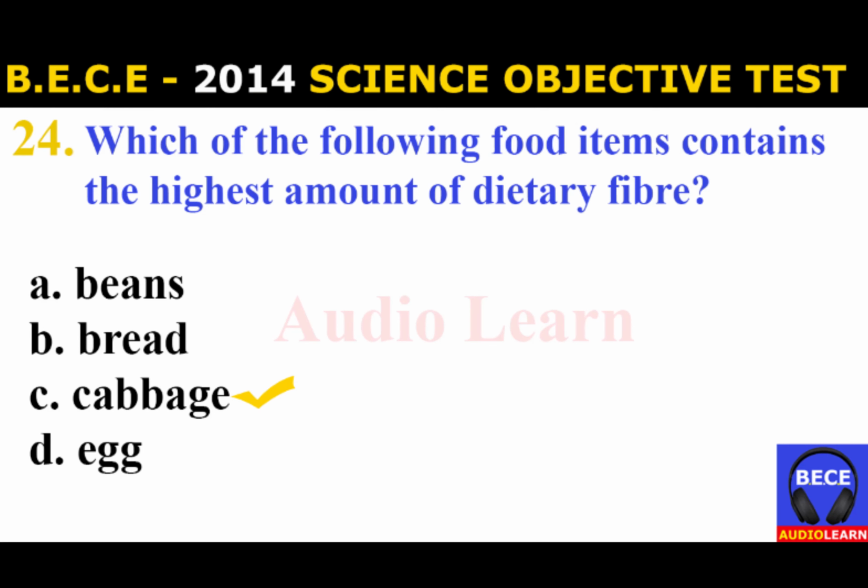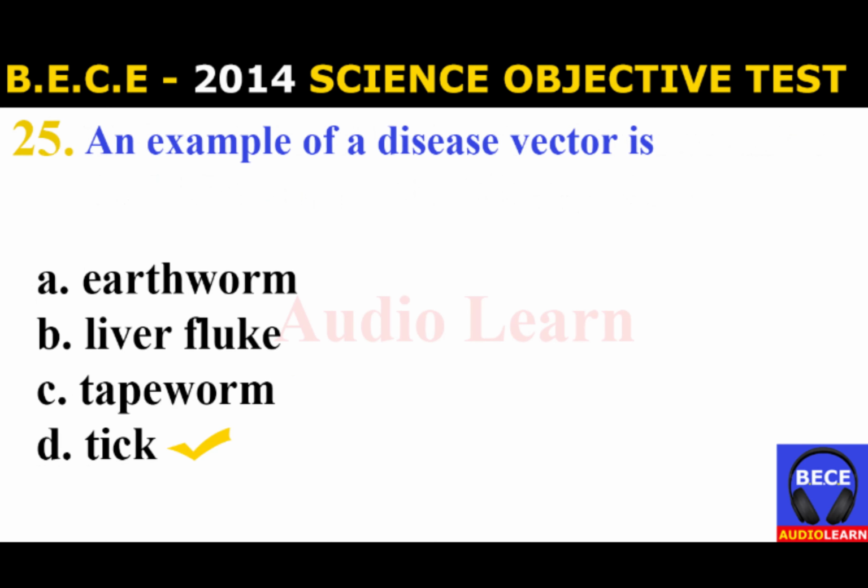Number 24. Which of the following food items contains the highest amount of dietary fiber? A. Beans, B. Bread, C. Cabbage, D. Egg. And the answer is C. Cabbage. Which of the following food items contains the highest amount of dietary fiber? C. Cabbage.